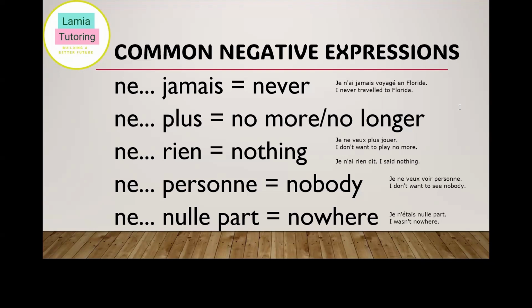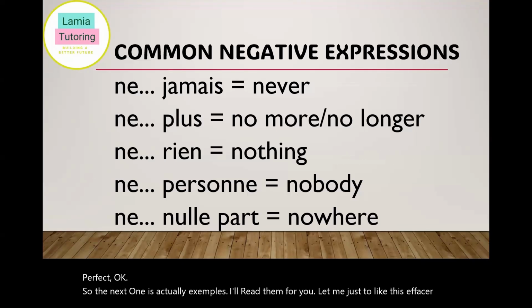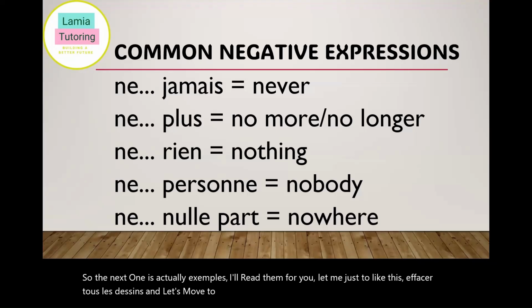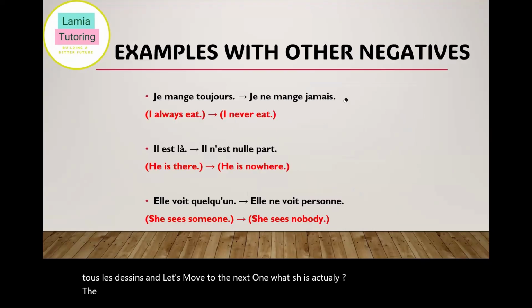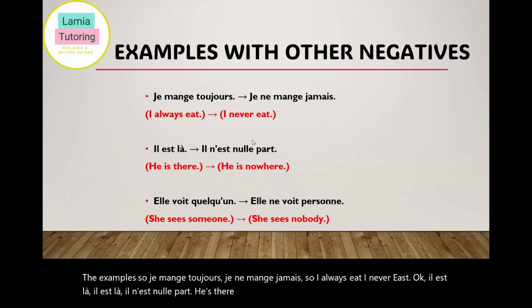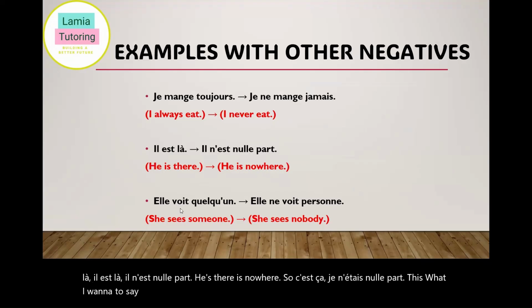Done. Perfect. So the next one is actually examples. I will read them for you. Effacer tous les dessins. And let's move to the next one, which is actually the examples. So, je mange toujours, je ne mange jamais. So I always eat, I never eat. Il est là, il n'est nulle part. He's there, he's nowhere. Je n'étais nulle part. That's what I wanted to say. So, I was nowhere.